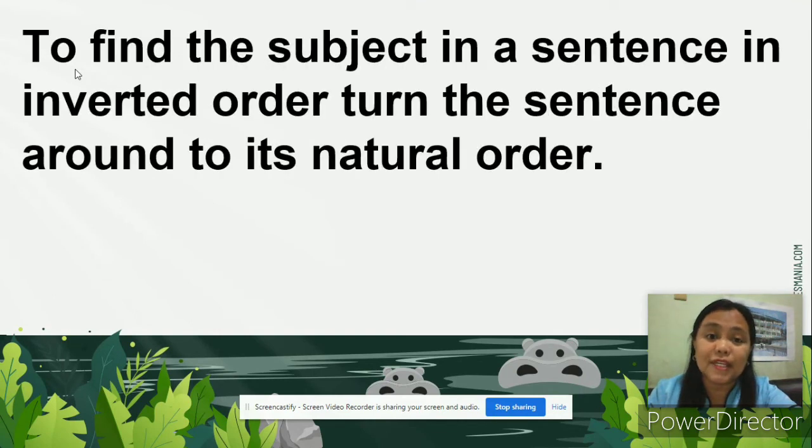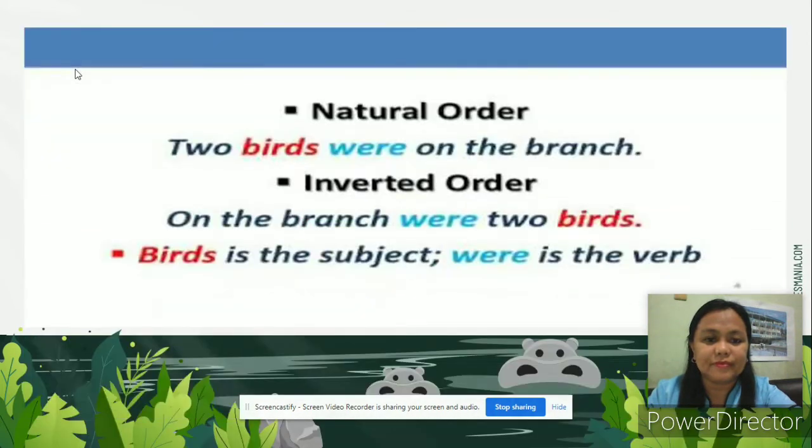To find the subject in a sentence in inverted order, turn the sentence around to its natural order. So this is the example. Natural order. Two birds were on the branch. This is a natural order sentence. Okay, the subject comes first before the verb. So the subject there is two birds and the verb is were. So that is natural order.